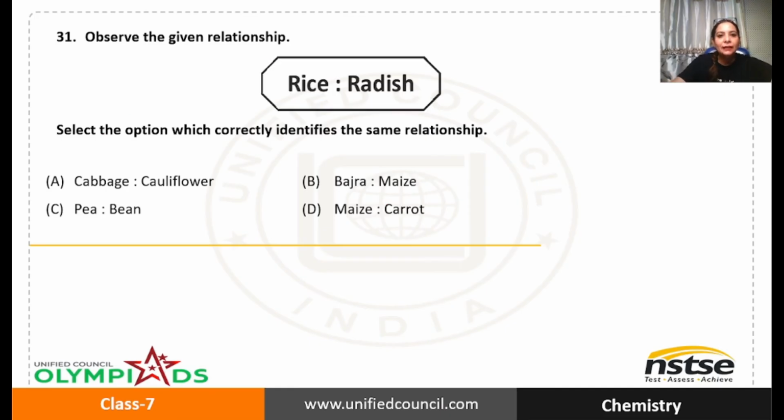Next question. Observe the given relationship: rice, radish. Select the option which correctly identifies the same relationship. So in this question, rice, radish, what comes to your mind when you look at it? Rice is one of the cereal crops, and radish is obtained from a part of the plant, that is the root. It is actually a root of the plant. Or we can write radish as a vegetable also.